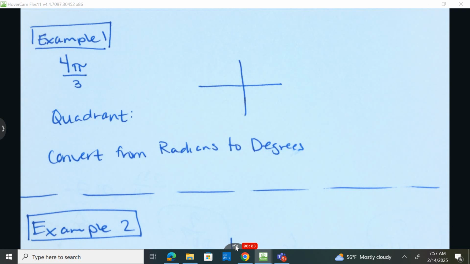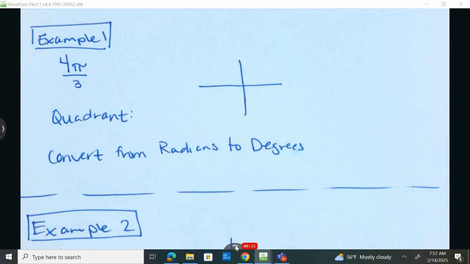Radians to degrees. This is video number 3. In this video, I'm going to teach you how to sketch the angle given the radian measurement, identify which quadrant it lies on or which axis it lies on, and then convert from radians to degrees.